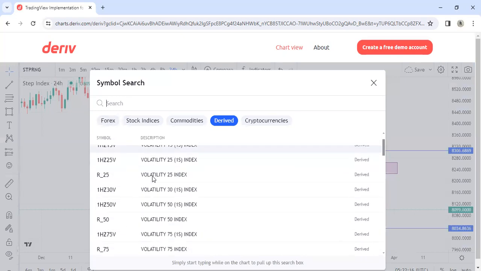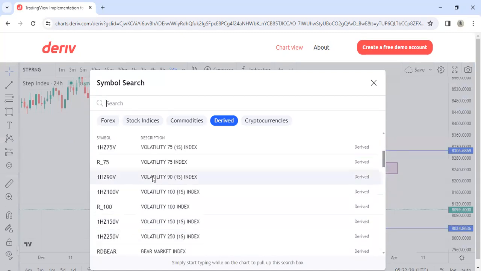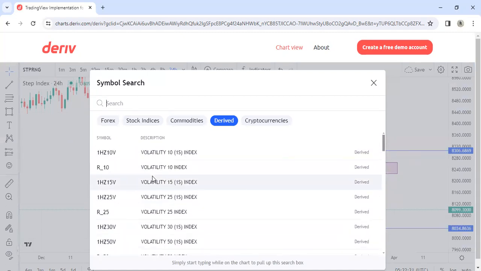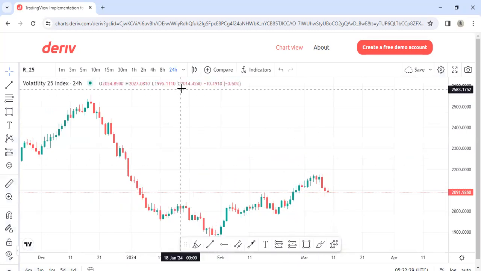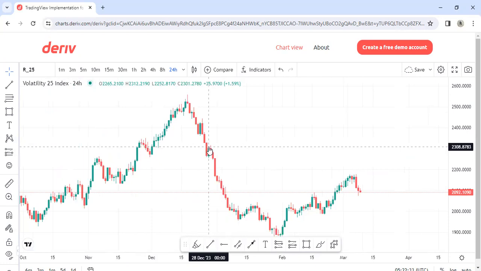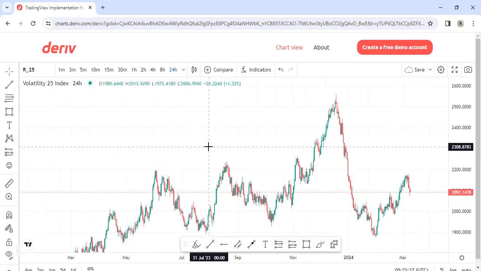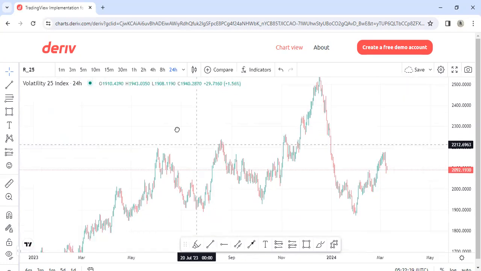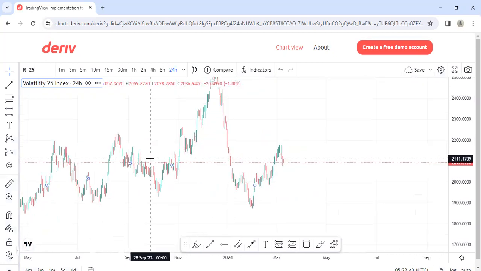All right, let us look at volatility. Okay, let's look at the last pair, which is VIX25. Okay, now for VIX25, this is not the last pair. I will look at crash too. So this is VIX25. For VIX25, market was uptrending.